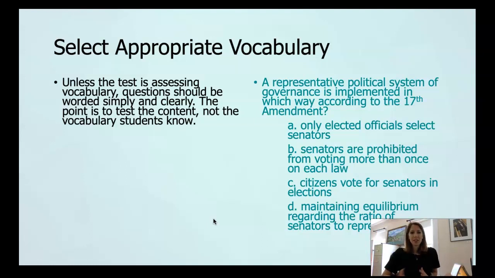If our intent here with this question is simply to know whether or not our students understand what the 17th Amendment is, we could simply word this question like, "Which of the following best describes the 17th Amendment?" It's still getting at that content students need to know. They need to know which of these choices is describing the 17th Amendment. They don't necessarily need to know the meaning of representative or governance and things like that for this particular test question. So keep your vocabulary straightforward and age appropriate.